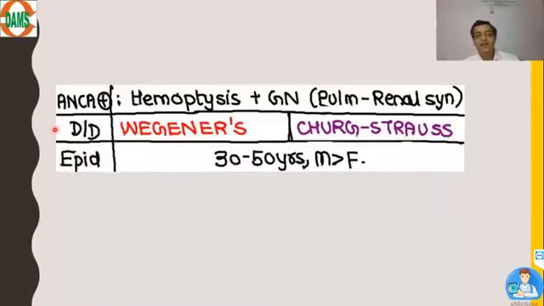So what is the point? Epidemiology. Continue further. Both Wegener and Churg-Strauss are important.